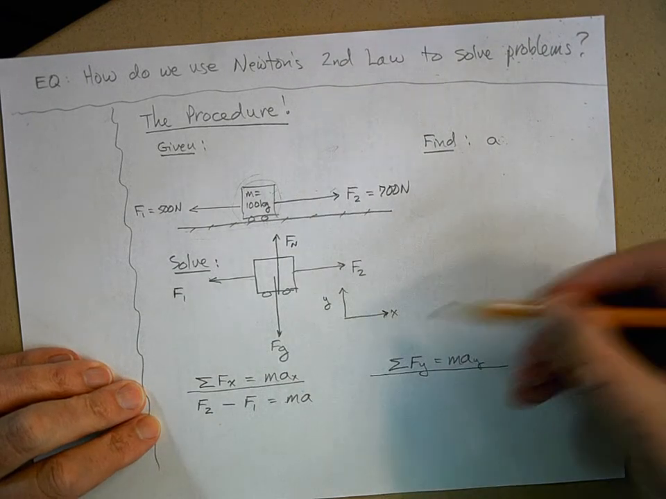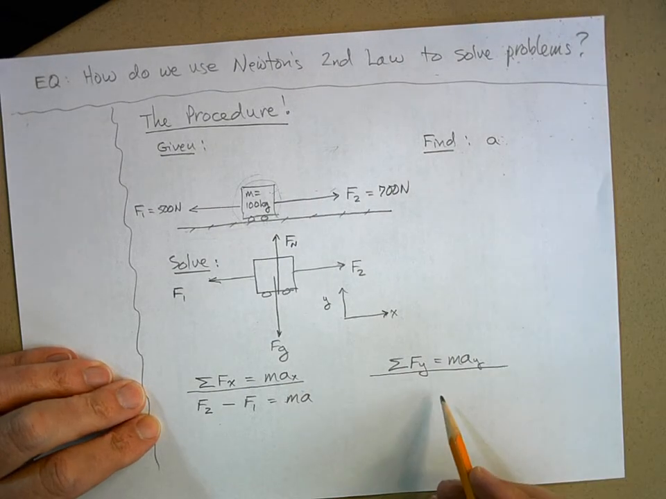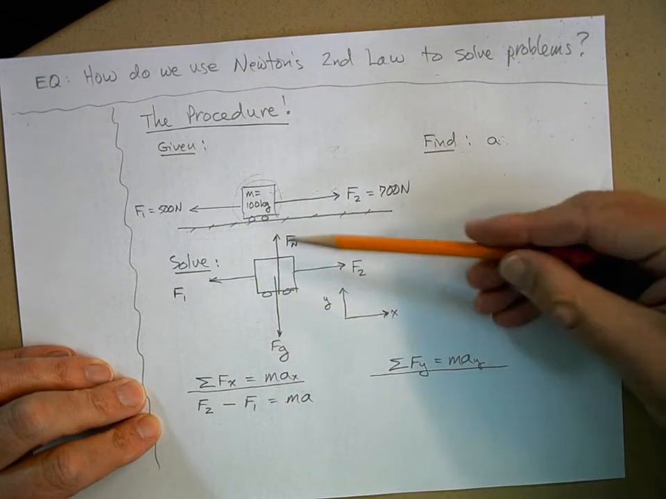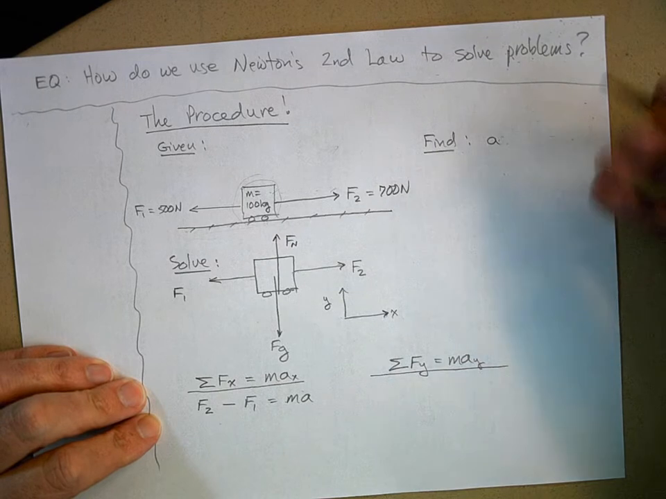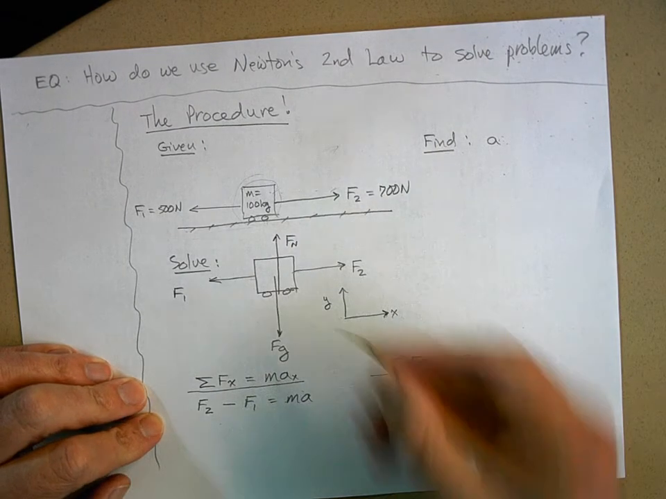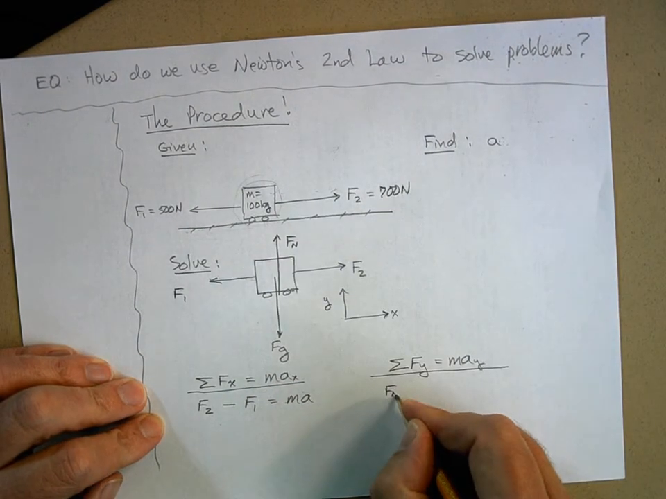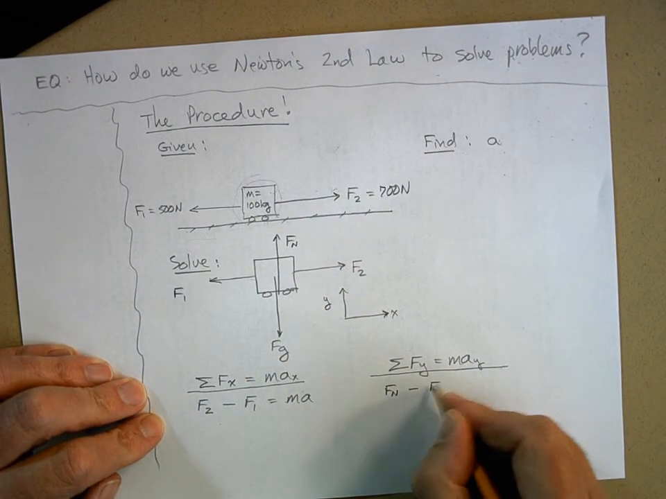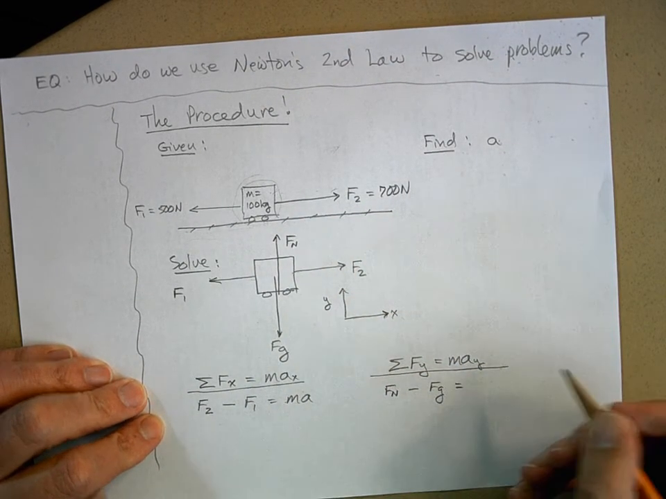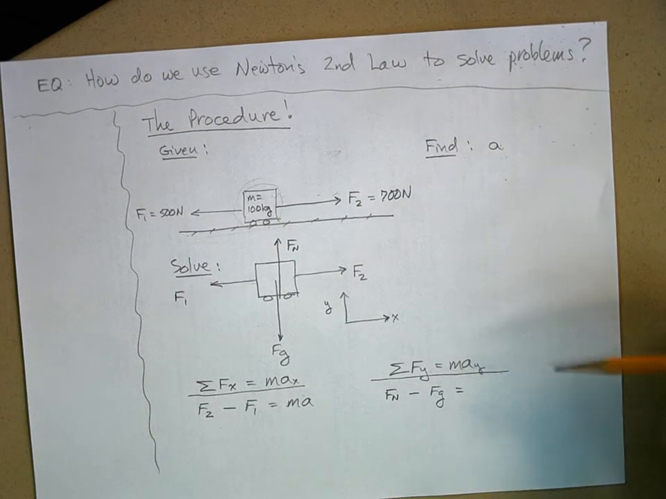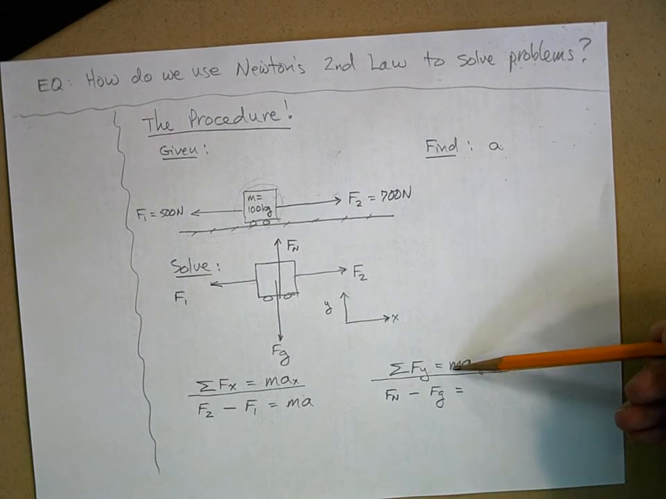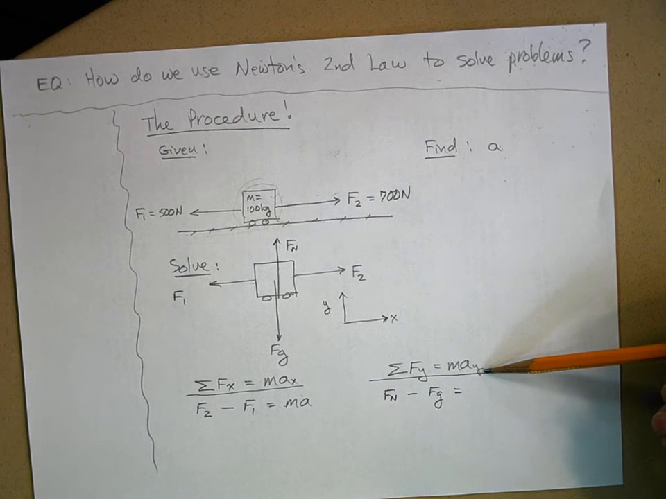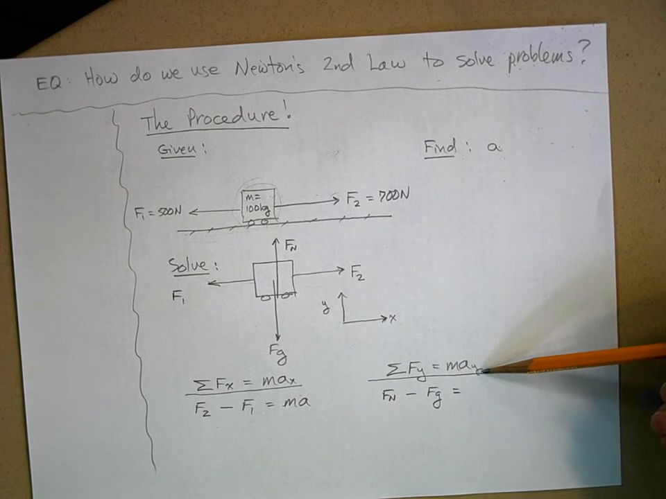Then in the y direction, I'm going to look at the free body diagram in the y direction. What are the forces acting? Well, in the positive y direction, I've got my normal force. And in the negative y direction, I've got negative force of gravity. Equals m times a in the y direction. What is the acceleration in the y direction?